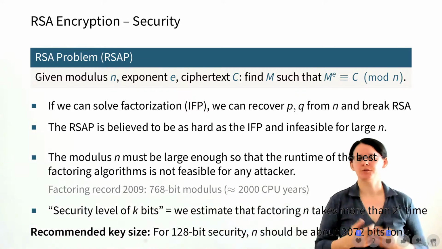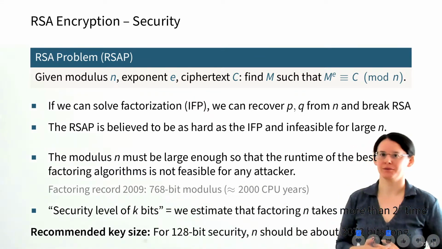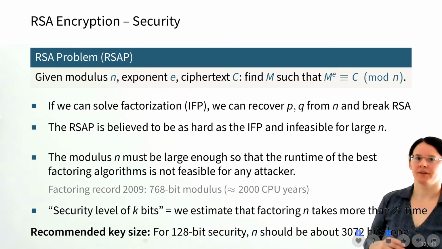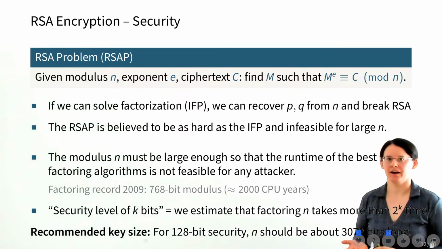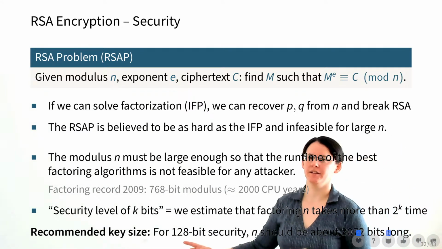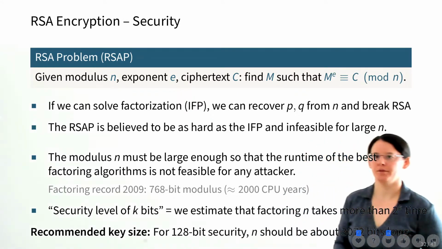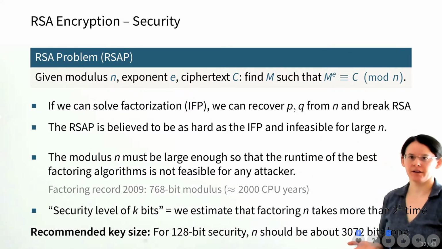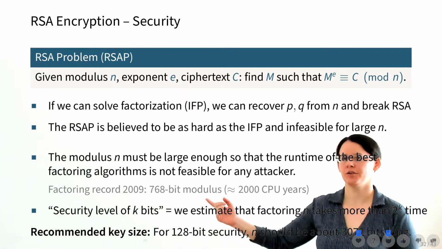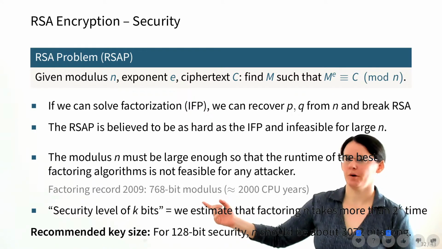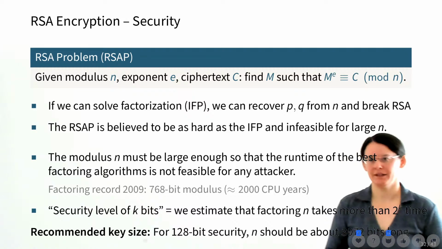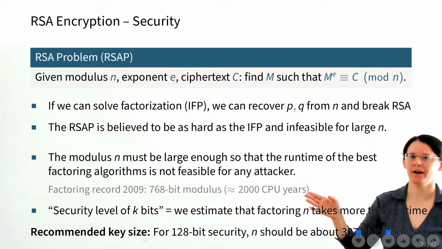So the algorithms do have some similarities, even though the problems look different. Again, it's important that the modulus is large enough so that the fastest factoring algorithm cannot factor the number faster than in 2 to the 128 operations. The current factoring record, so the largest number that looks like an RSA modulus that was factored without further properties, is this one here, so about 700 bits. And this was already quite a while ago.